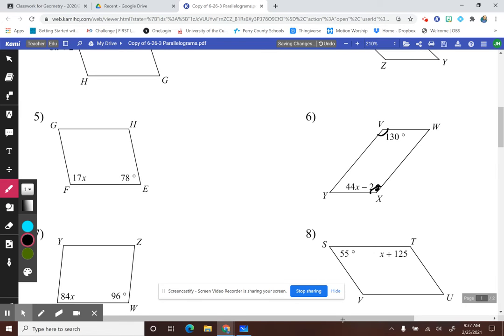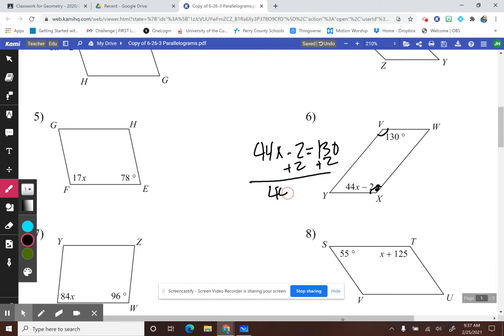Remember, opposite angles are congruent. So again, all I have to do for this one is I just have to set it equal to each other. So I'm going to have 44x minus 2 equals 130. I'm going to go ahead and add my 2 to both sides.